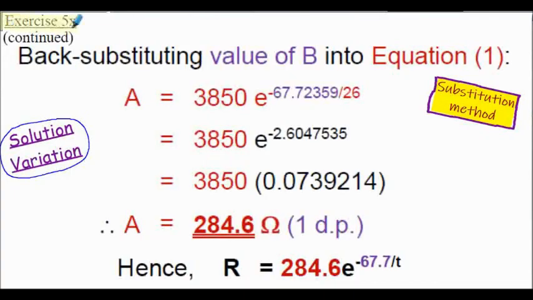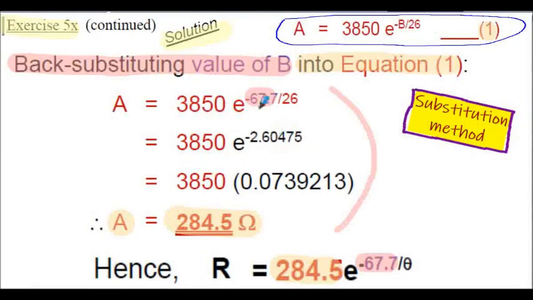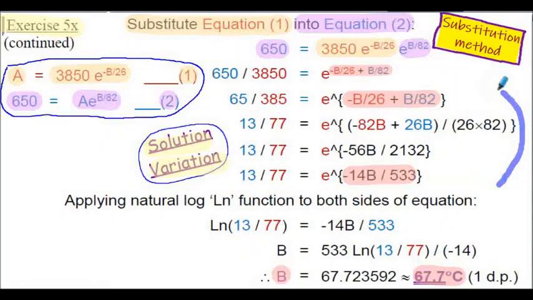And exercise 5x continued, solution variation. The calculation for finding constant a is essentially the same as that we used previously. Just note in this particular case, I didn't use the 67.7 to 1 decimal place, I used more decimal places. When I used the 1 decimal place value of 67.7, a calculated to be 284.5 ohms. As I say, this slight variation in the solution sequence is purely for reference.